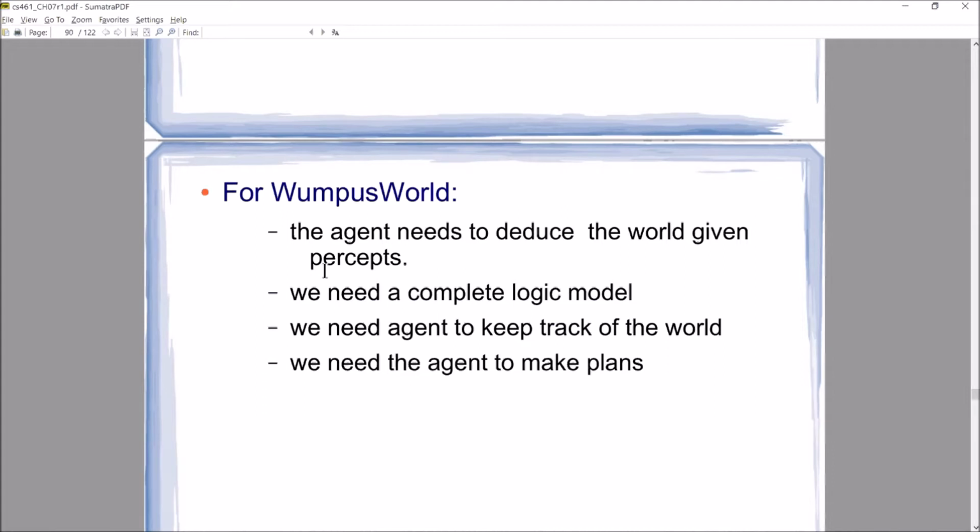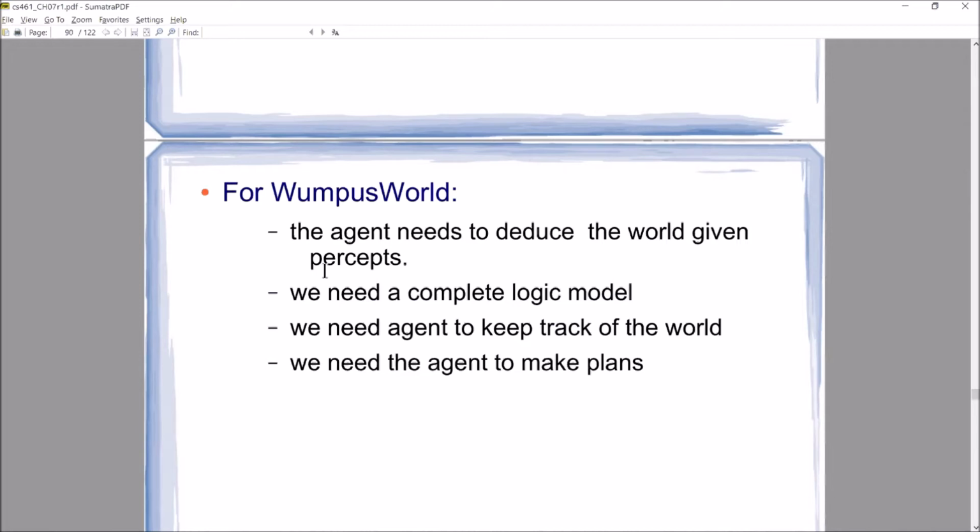Okay, so the agent that is going to be based off of this logic is going to need a few things, right? So we need the agent to be able to figure out the state of the world that it's operating in. Okay, so this is going to require that we put together a complete logic model that is going to detail the effects that the agent's actions can have on the world. We're going to need the agent to be able to keep track of the world in an efficient way, right? We don't want the agent to have to go back through the entire percept history. We want it to be able to, within a particular scope, make inferences and make decisions.